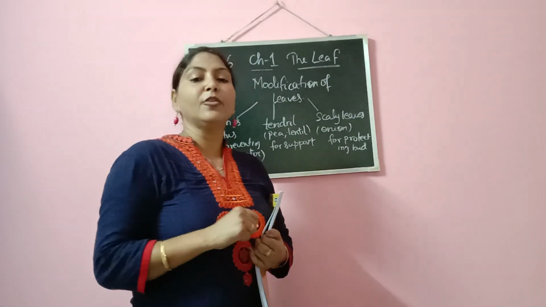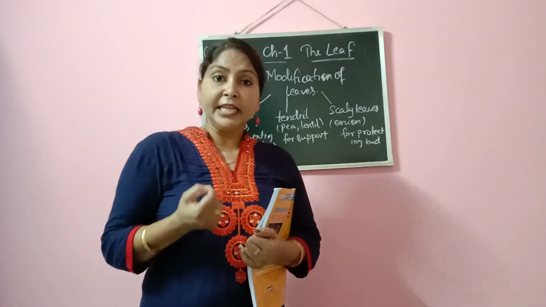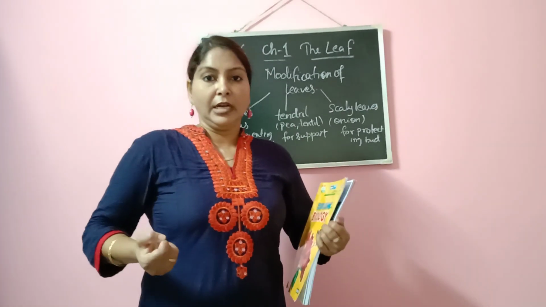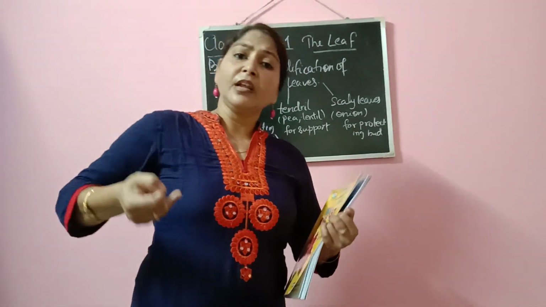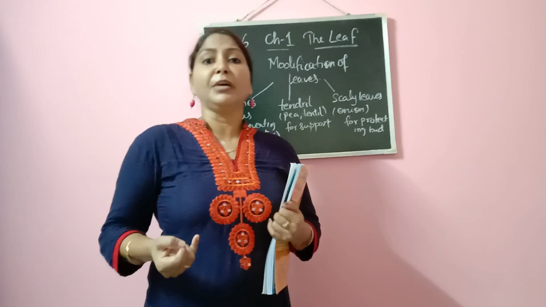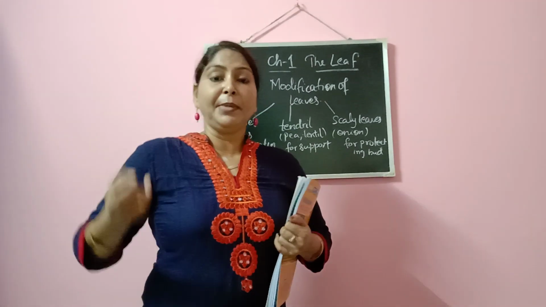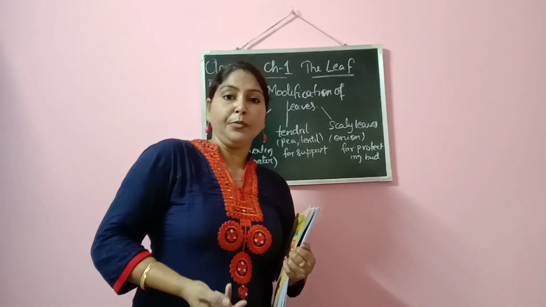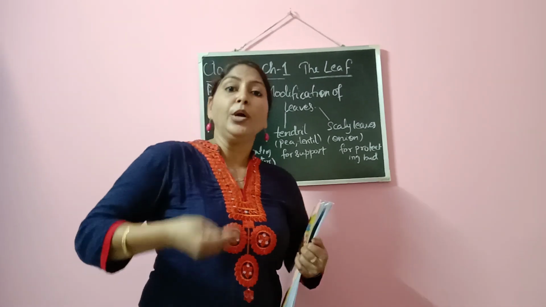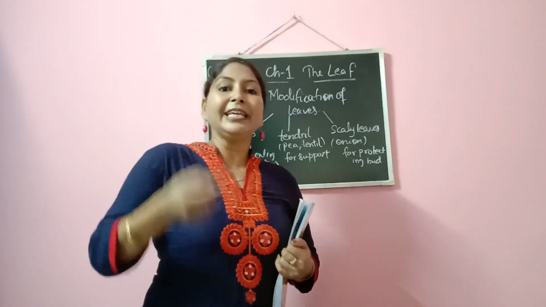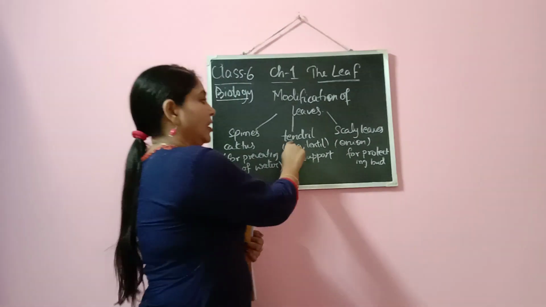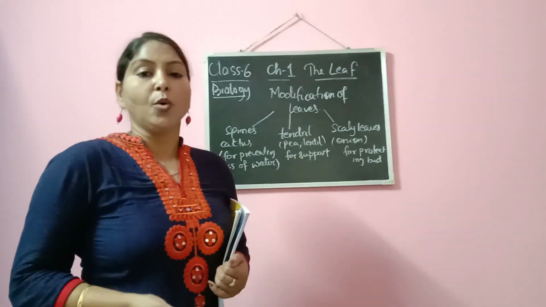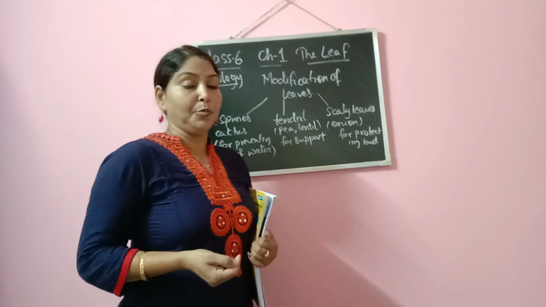Why do they need support? They need support because their stem is not that strong. These plants will bear fruits, and because of the fruits and other parts of the plant, they become heavy. When they become heavy, they tend to fall down. So in order to keep them in an erect position, or to give a little strength to the plant, these leaves modify into tendrils. You will see this example in pea plant, in lentil. So what is the function of this tendril? It gives support to the plant.